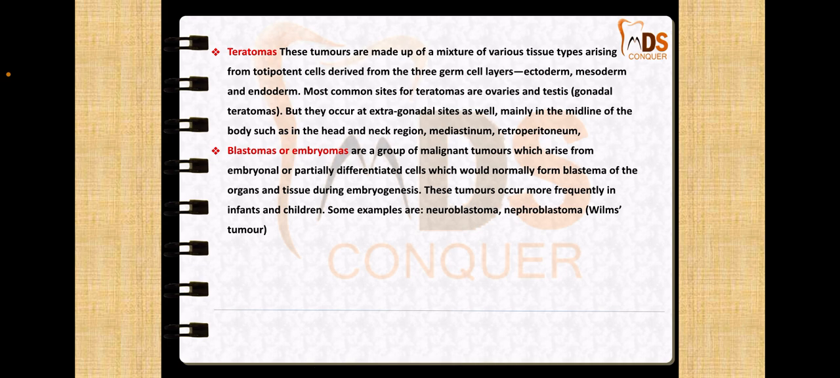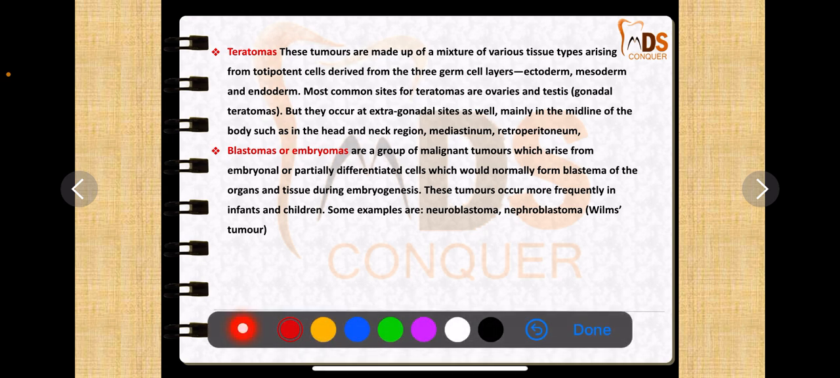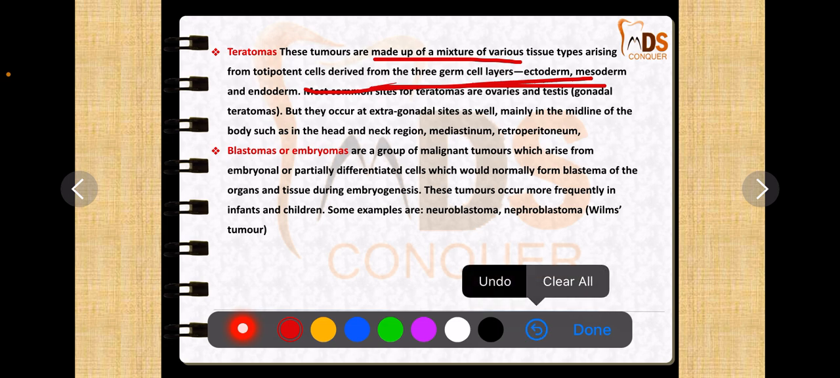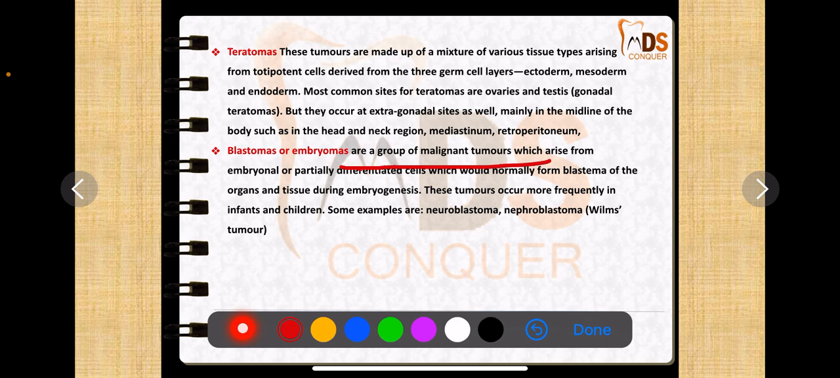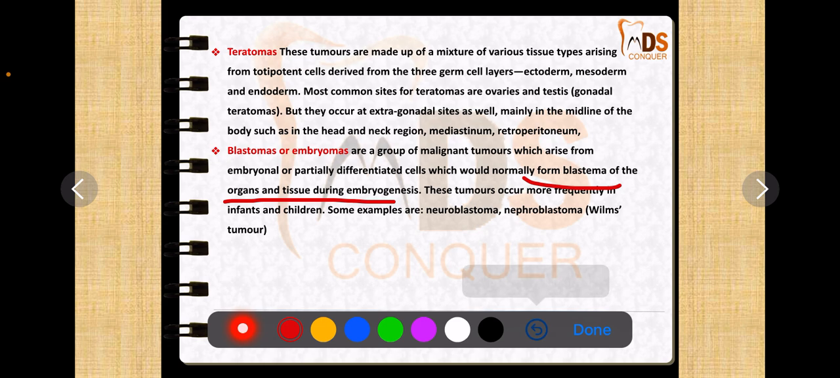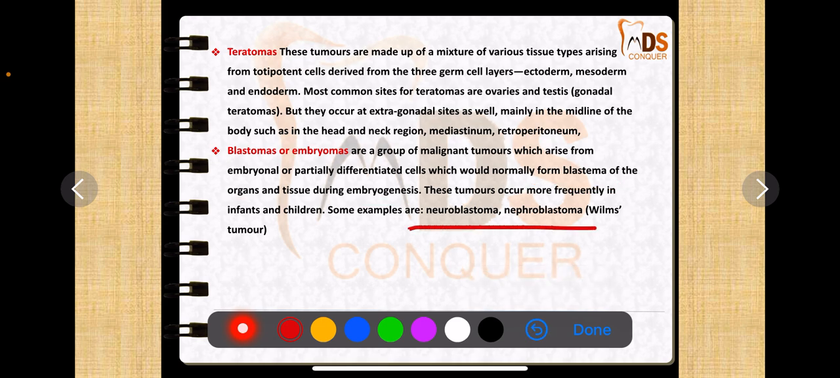Now let's have a look at neoplasia. If you see here, what are teratomas and what are blastomas or embryomas. The definitions are given here. Teratomas are a mixture of various tissues derived from the three germ layers, that's ectoderm, mesoderm and endoderm. Blastomas are a group of malignant tumors which arise from embryonal or partially differentiated cells, which would normally form blastema of the organs and tissues during embryogenesis. So examples are neuroblastoma or nephroblastoma, that is the Wilms tumor.